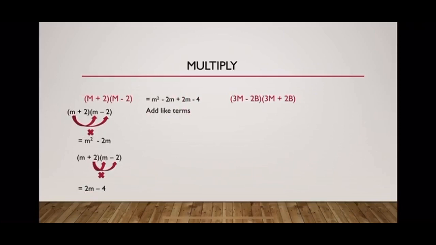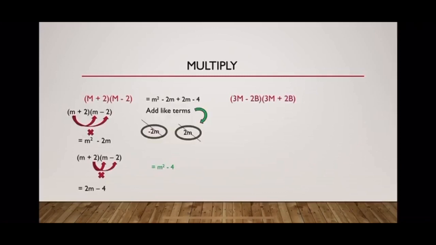This is not a final answer, but to get the final answer, we need to add the like terms, which are negative 2m and 2m. Both of these are the exact opposite of each other, so we can cross cancel and get our final answer of m squared minus 4.